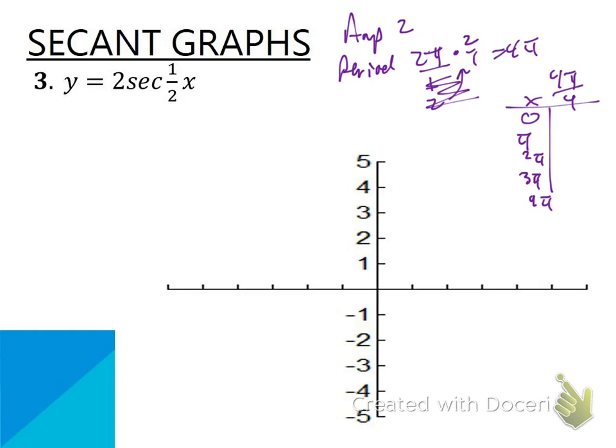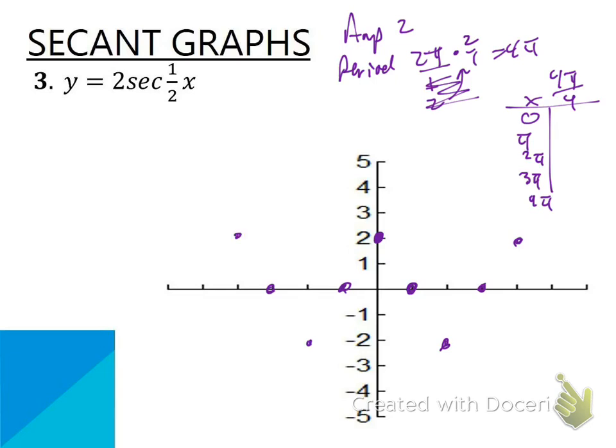But secant is based off of cosine, so just graph a cosine wave. Cosine starts at the amplitude, which is 2. And then we know the pattern. It goes to the x-axis, then negative 2, the x-axis, and back up to positive 2. And the other way, it's the same deal.